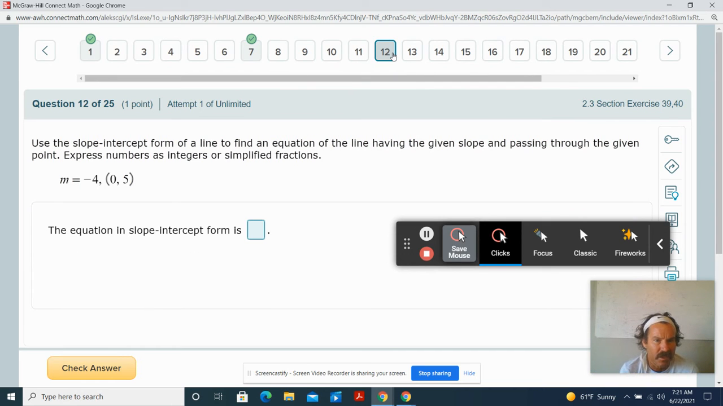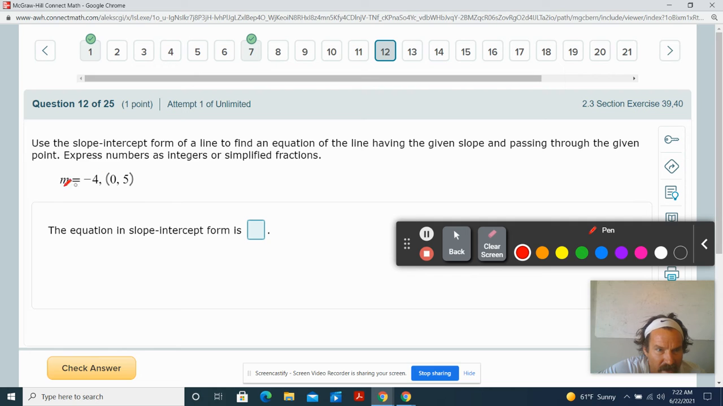All right, so it says, use the slope-intercept form of a line to find an equation of the line having the given slope and passing through the given point. Express numbers as integers or simplified fractions. Okay, so again, you want to write the equation in slope-intercept form. That's y equals mx plus b. So now they did give you half of the answer. They gave you, in the problem, that the m is equal to -4.